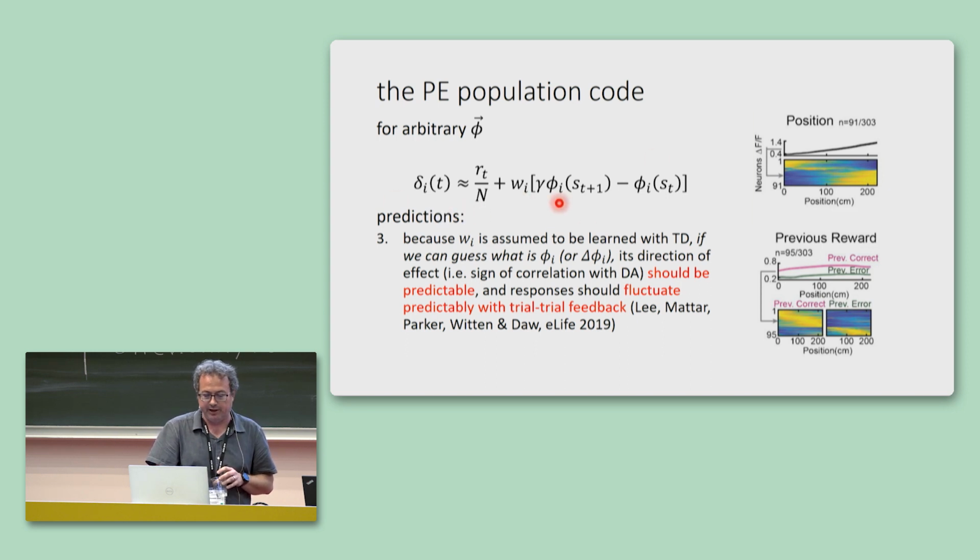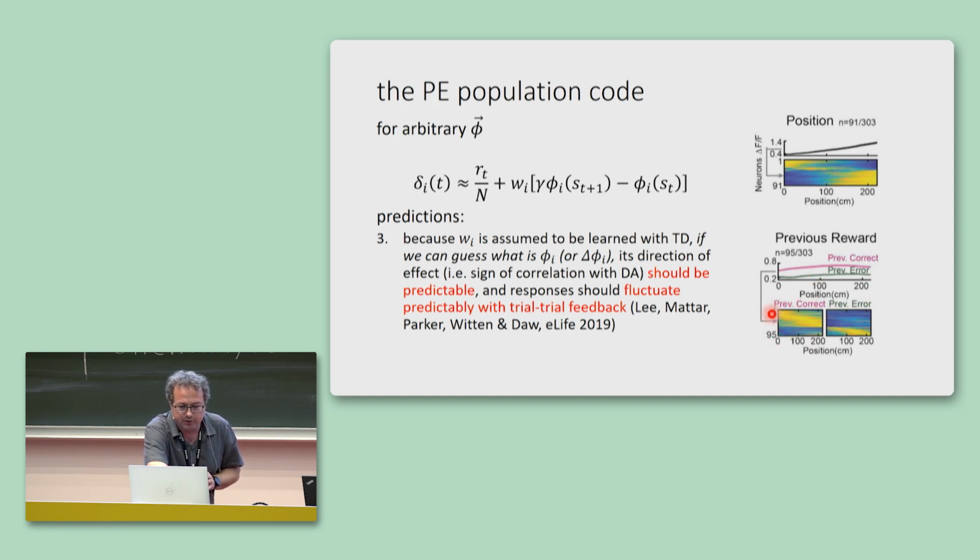And so if we knew what phi was, or could guess what phi was, we should be able to predict the sign of W that goes with it, based on whether this is a positive value thing or a negative value thing. We should also be able to predict fluctuations from trial to trial: if some phi is active on some trial and I get rewarded, then W should go up versus down. And so we should be able to actually see learning consequences of this representation, which we haven't quite managed to do yet. But I think that's interesting.